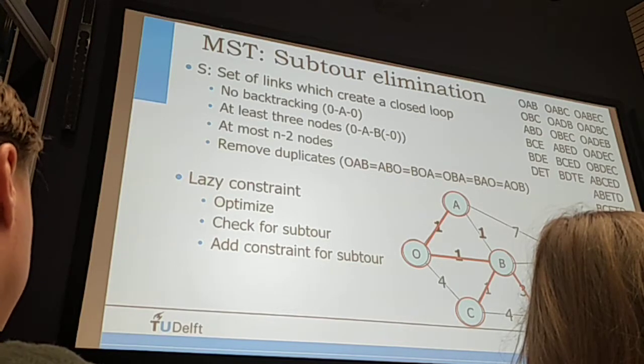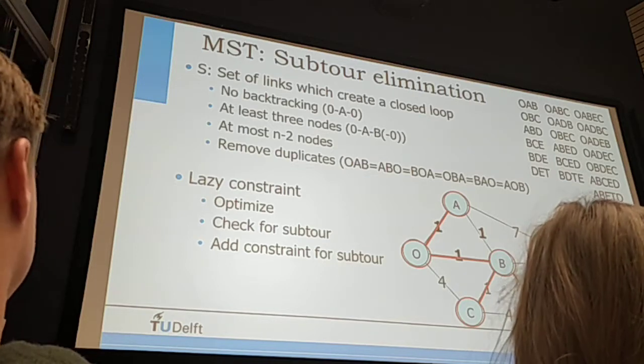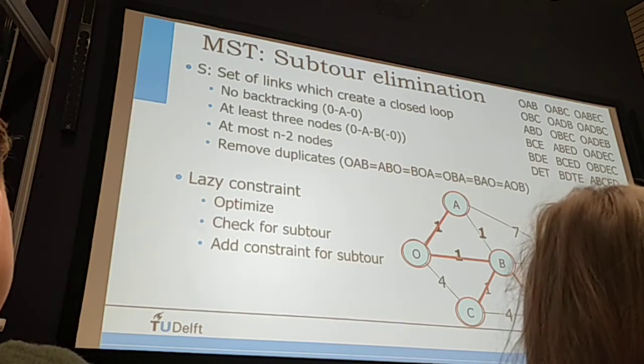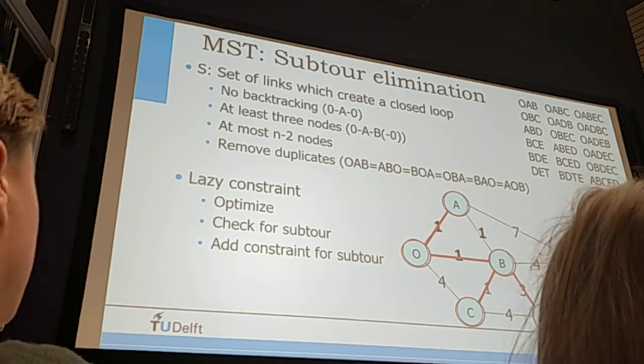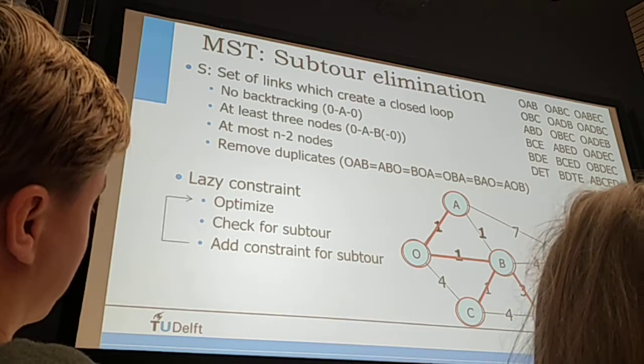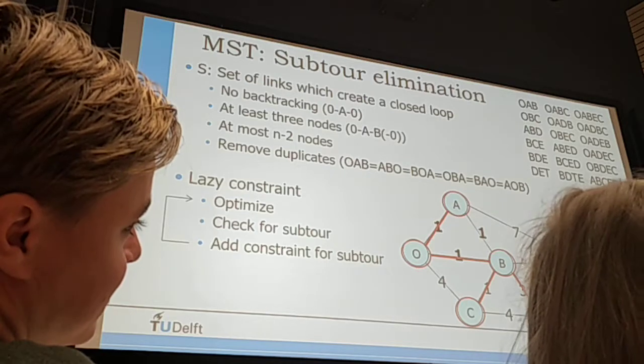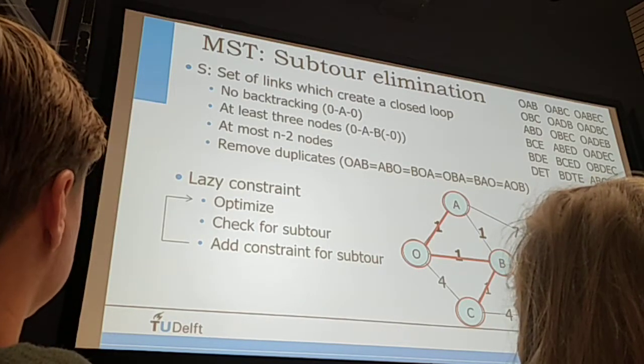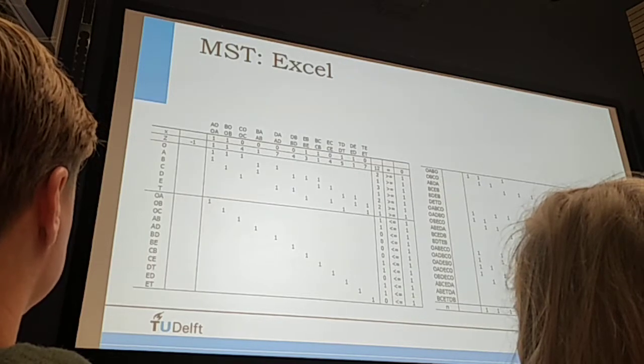So in this case, again, we use a trial and error system. So we optimize, check for a subtour, and if we find a subtour, add a constraint, and run it again. And that way, it goes through the model. Especially for very large networks, this is far better than trying to figure out all the subgroups. At the end, I'll show you how bad it gets.